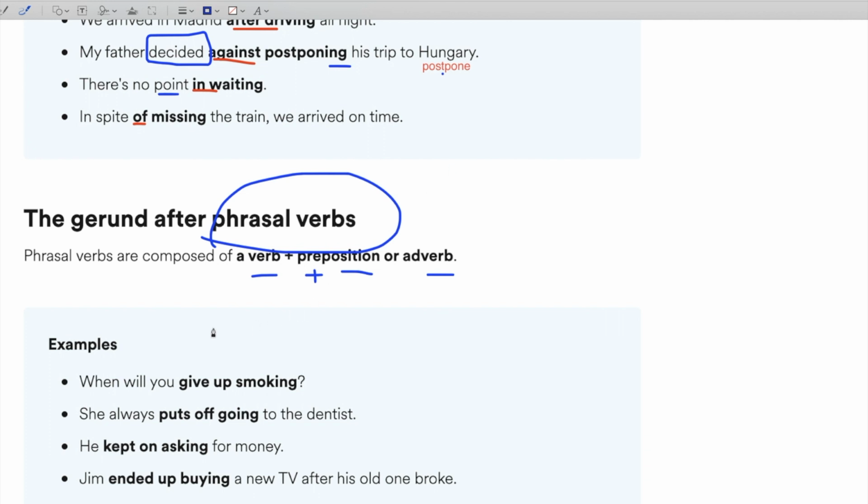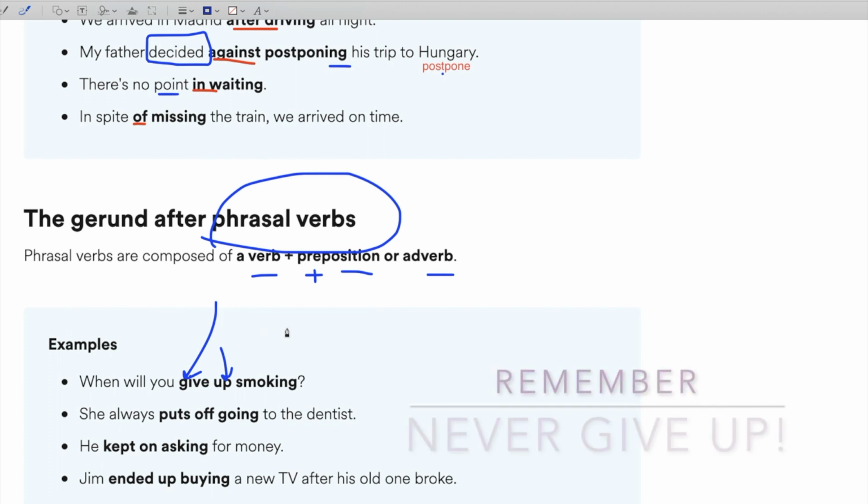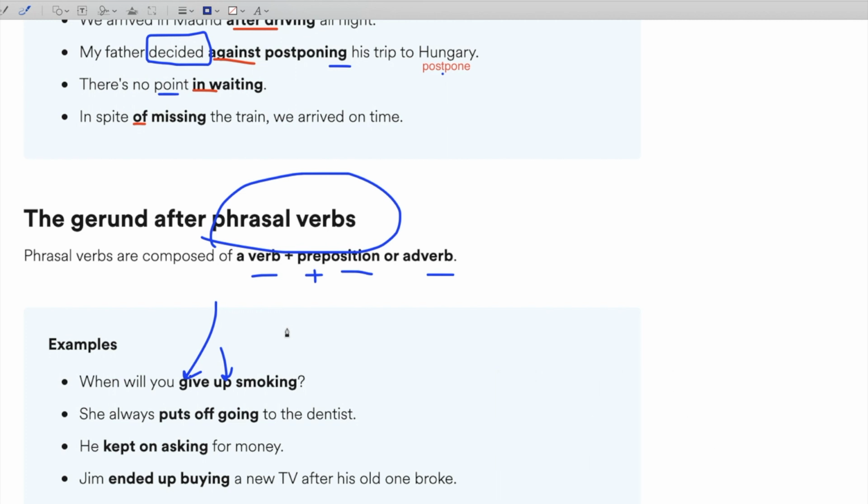So if you see phrasal verbs as well, like give up means you stop. You're like, no more, right? I always tell my students, never give up. I know learning English is hard. I am trying to learn other languages myself, and it is not easy. Some days I feel very frustrated, but every day is a new opportunity to learn and improve, right? So when will you give up?